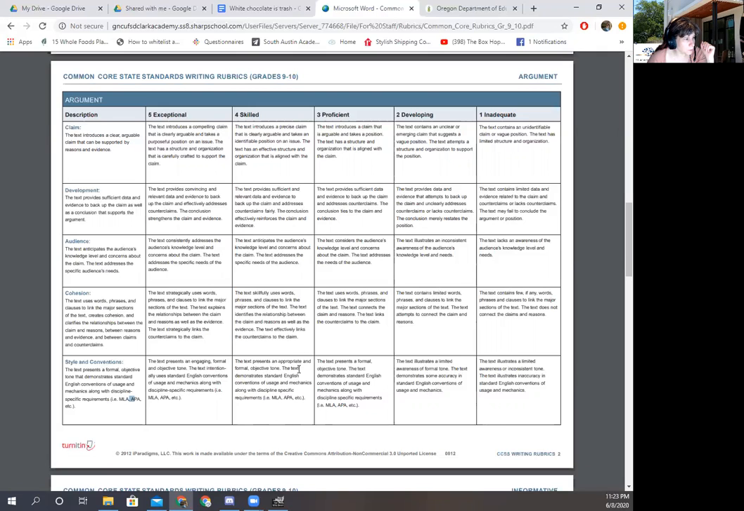The text presents an appropriate, formal, objective tone. The text demonstrates standard conventions of usage and mechanics along with discipline-specific requirements. Here, this is where it falls into your judgment a little bit. The text presents an engaging, formal, and objective tone. The difference between this column and this column is where you have to pay attention to the wording, because there might be a change of just one word. I'm going to look to see if this is engaging or not. If it is engaging, that makes me score this around the halfway mark, so instead of a 4, I might do a 4.5. If I'm seeing a lot of spelling, mechanical, and grammar errors, that might make me fall a little bit more back here.